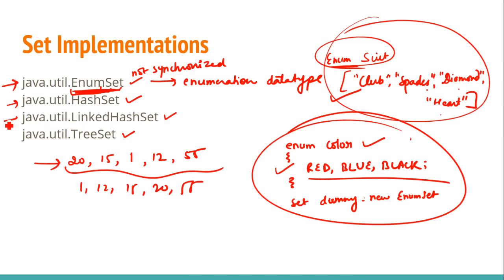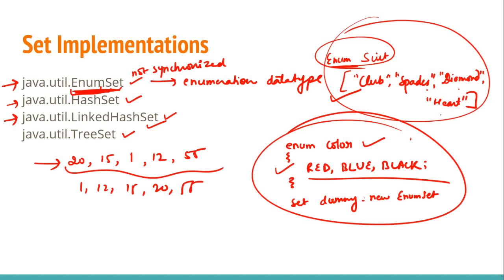Now another implementation that you see is linked hash set. Since it is a linked hash set, it implements linking. So the order during iteration is maintained in linked hash set. So if you want to run any implementation of your program where the order of insertion of data is maintained, you go for linked hash set.